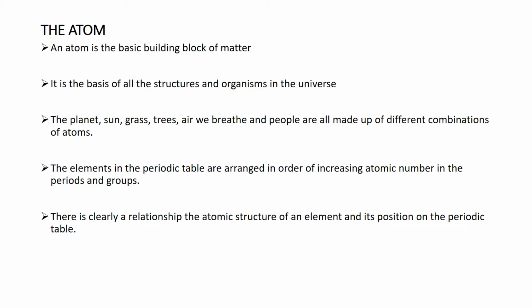The elements in the periodic table are arranged in order of increasing atomic number in the periods and groups. We're going to see that when we start looking at the periodic table in chapter 4. There is clearly a relationship between the atomic structure of an element and its position on the periodic table. And again, we're going to see this relationship as we look at the periodic table.